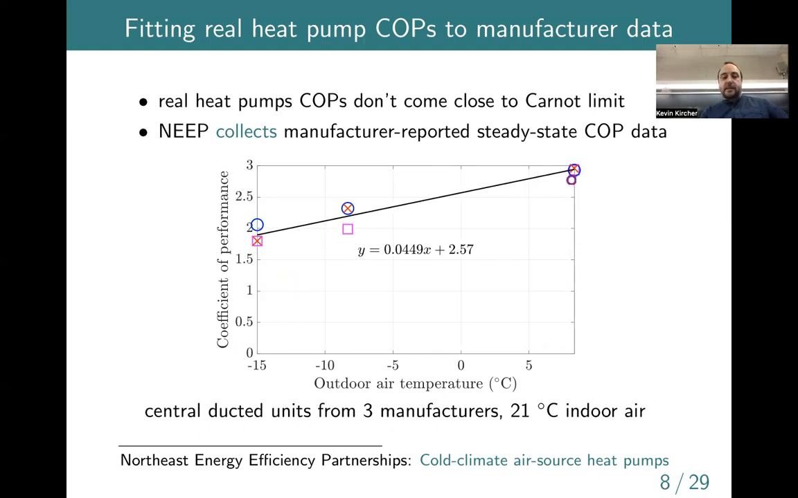And you can see that the trend that you would expect is in the data. So as it gets colder outside, the COP does decrease. We don't have as much curvature as we did in the Carnot limit, which had this going to infinity thing on the right-hand side. And here it looks pretty linear. And you can see that even though the 3 different units are from 3 different manufacturers, they're all roughly following a pretty similar curve. And here, I just fit a line to those 3 data points, and here's the equation of that line.